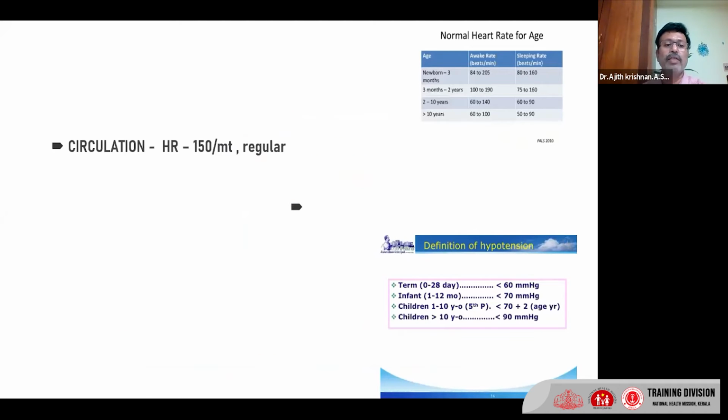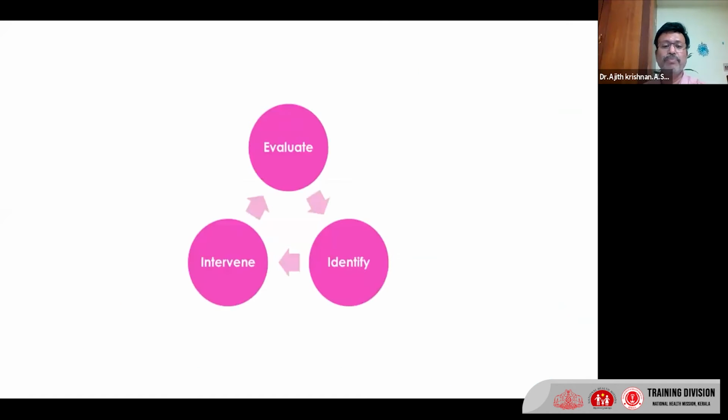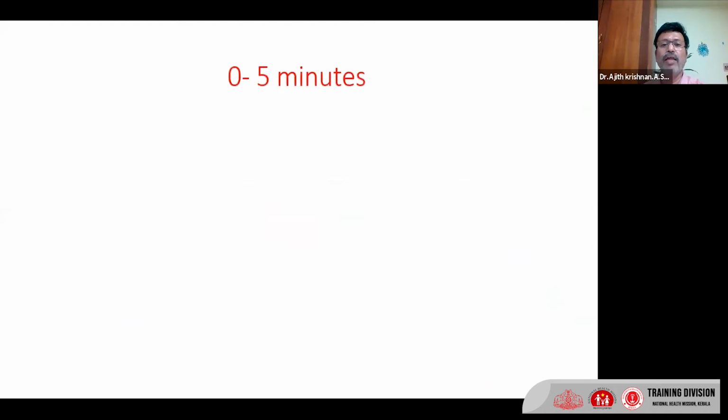So here the heart rate is 150 per minute, in a 3-year-old child, regular, and as I have told, this is a hypotensive shock. You should evaluate, identify, and intervene. And it's very important that fluid management is very important in 0 to 5 minutes. So as soon as you diagnose that the child is having circulatory dysfunction, the child is having shock, either a compensated or a decompensated shock, you have to act immediately.